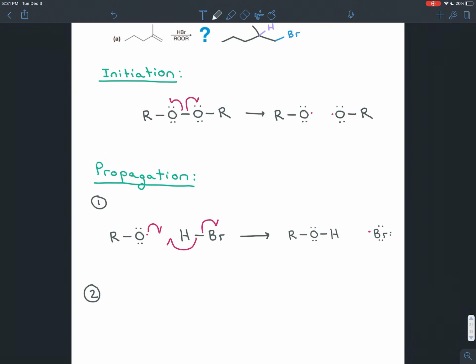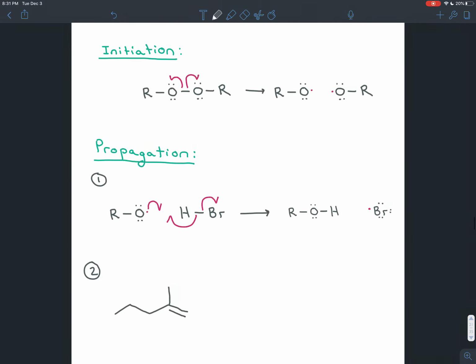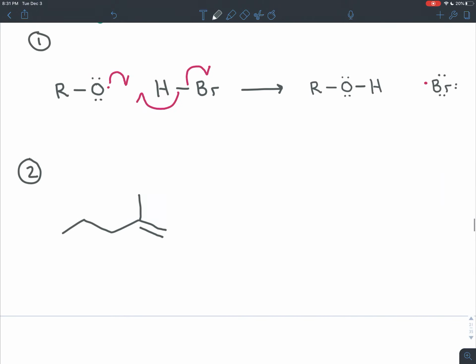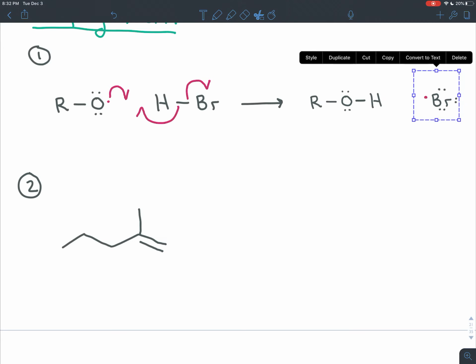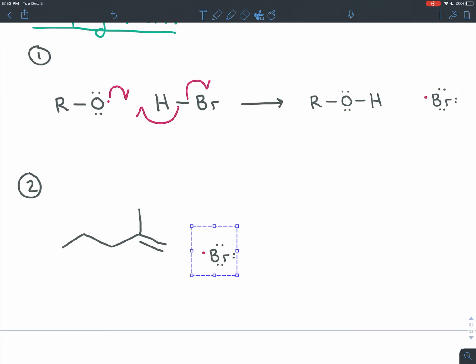Oops, let me try this. We'll have a methyl group there and then a pi bond. Okay, so the bromine radical that we formed is going to add onto the pi bond. It's going to bond to the less substituted carbon of the pi bond. So it's going to steal one of these pi electrons.